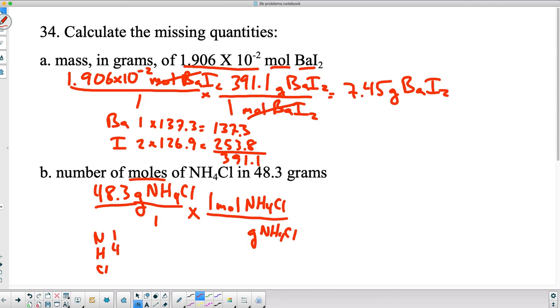The 1, the 4, the 1. You can finish that up. Whatever you get for the number of grams then is what's going to go there. And then you simply take your 48.3 divided by whatever number you got from the molar mass of ammonium chloride.